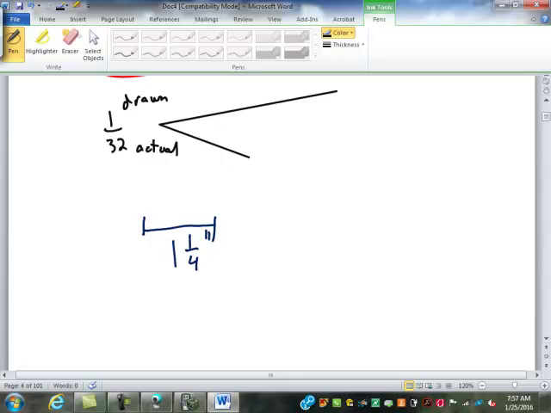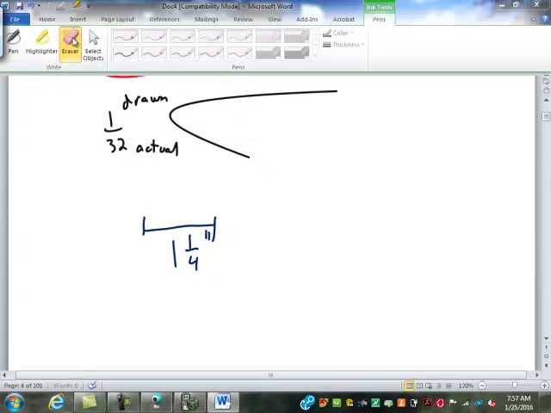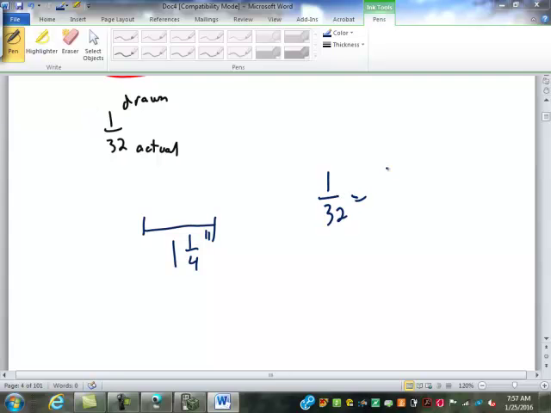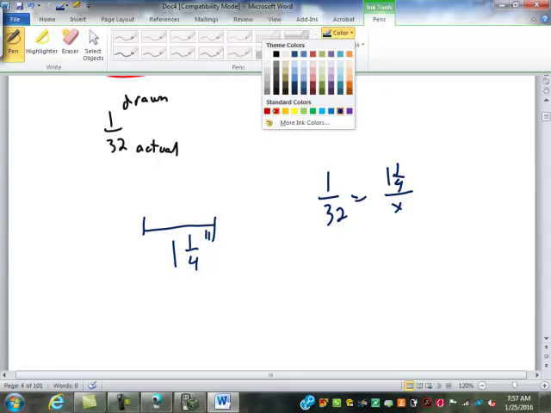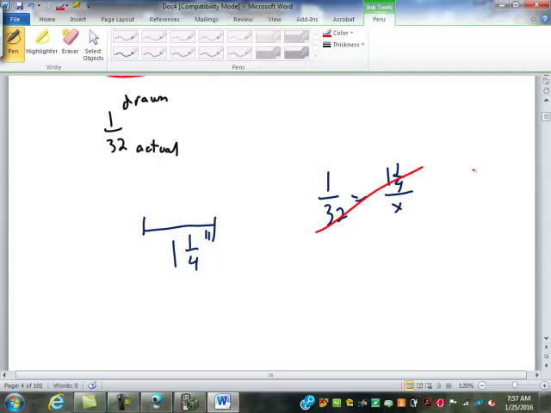at 1 1/4 inches, what is it in real life? Well, it's 1/32 equals 1 1/4 over x. So 32 times 1 1/4 is 40. So it's actually 40 inches in real life.